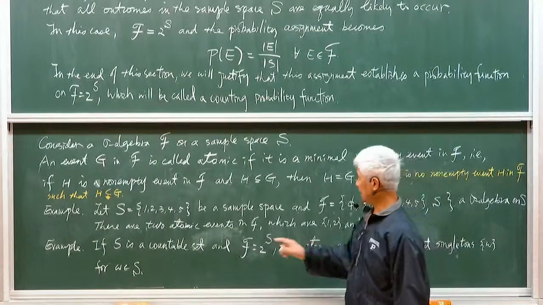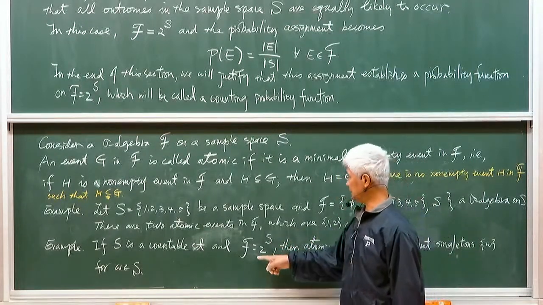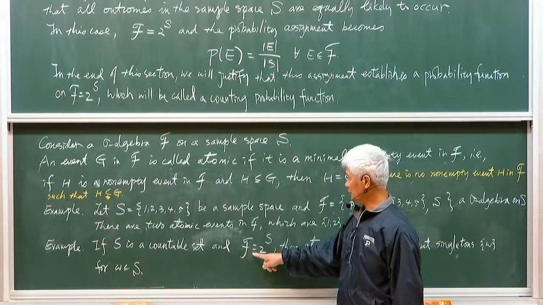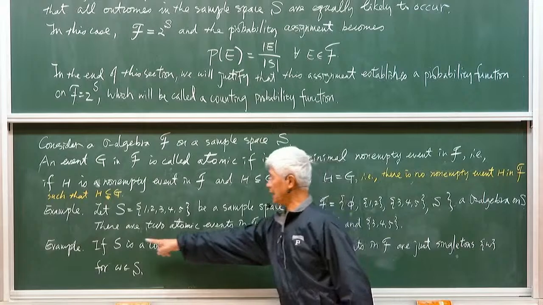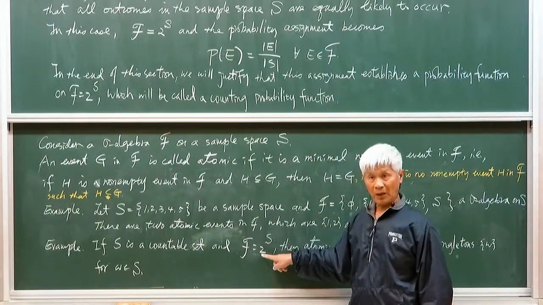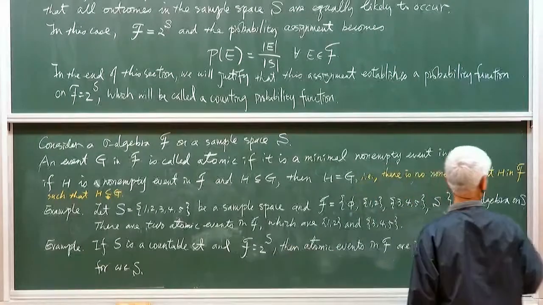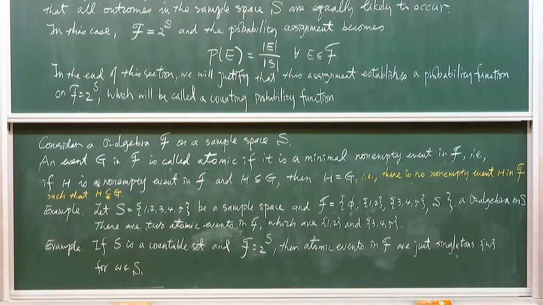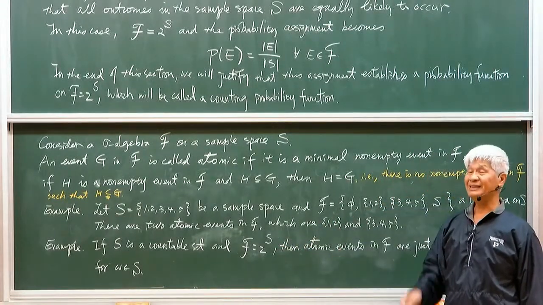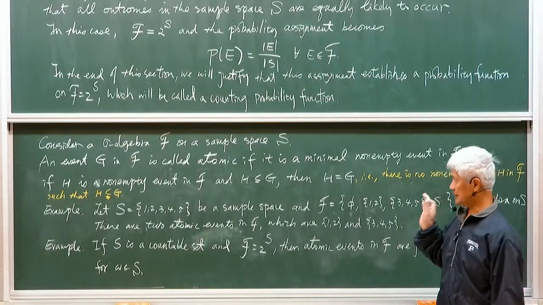And that is good enough for us in practical situations, because when X is a countable set, we usually select the sigma algebra to be the power set of the sample space. So in that case, every non-empty event contains an atomic event. And we need that later on.